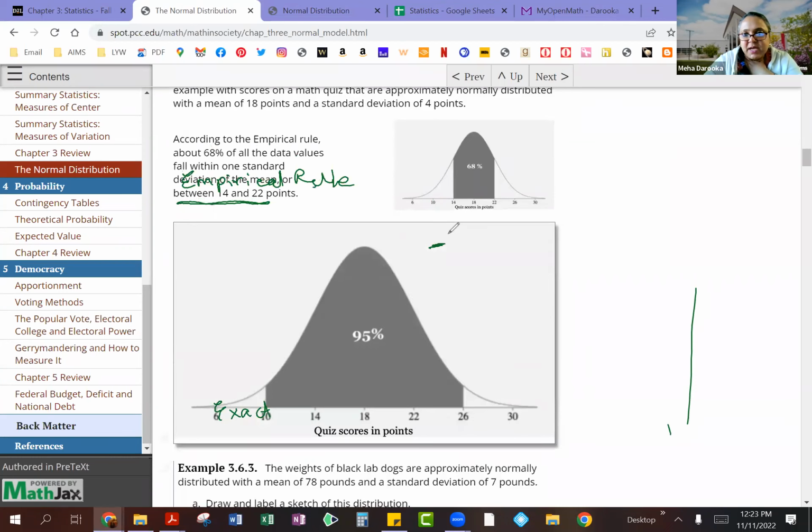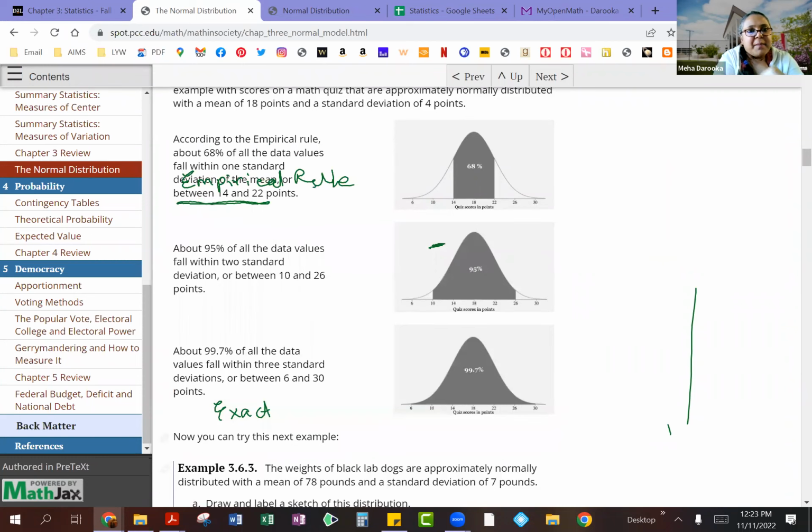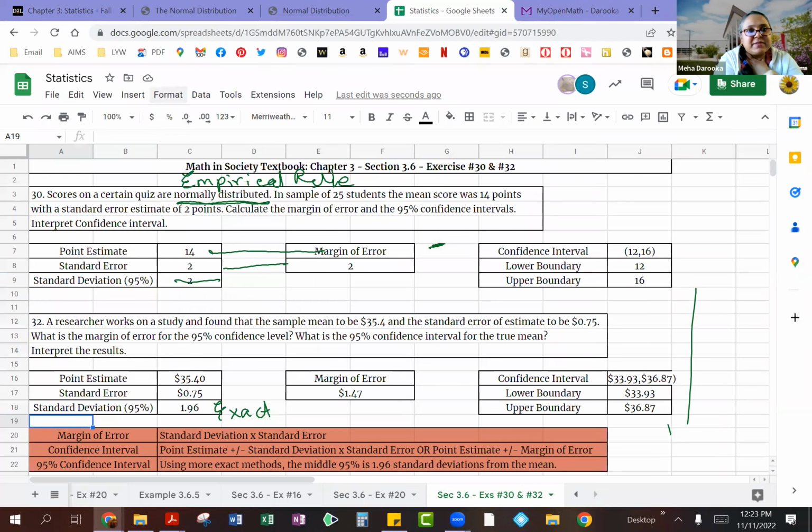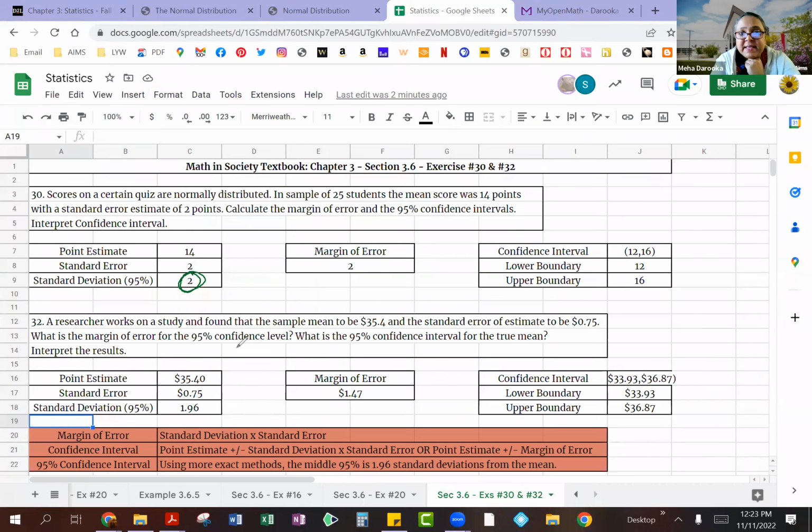We went with this percentage, and that is exactly 2 standard deviations above and below the mean. So that's why we are using 2 in that first example, number 30. So that's the reason why we have 2 over here. But then in the second example, there is no mention of this being normally distributed. And that's why we go with the more exact number, which was the 1.96.